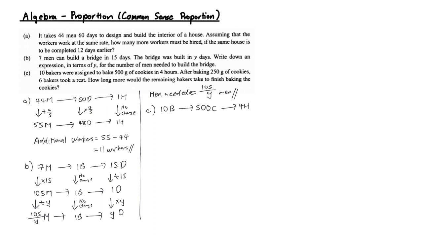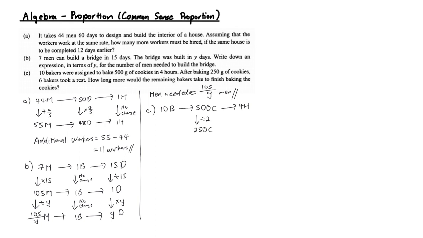So what's the remaining cookies that we have? 250 grams. Okay, so from 500 cookies, you want to go to 250 cookies, you divide it by 2. Then you can put the relationship either with bakers or hours. Okay, so it's really up to you. What I will do is I will actually change the bakers because the bakers is the one that keeps changing. So let's look at the relationship between bakers and cookies.